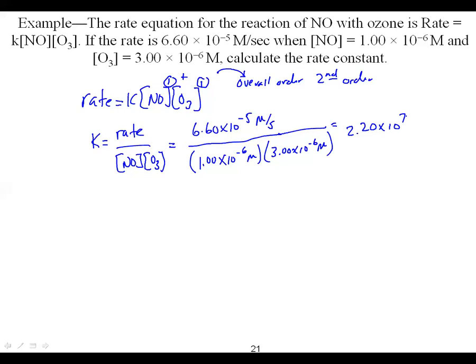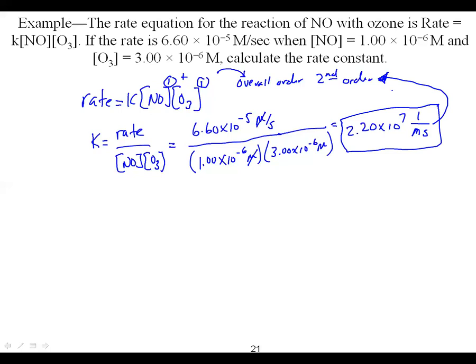And in terms of units, the molarity on top here will cancel out with one of the molarities on the bottom, and that will leave us basically 1 over molar seconds. Those are the typical units that you see associated with a second order reaction. So you actually can a lot of times determine the order of a particular reaction just based on the units that you see for K.